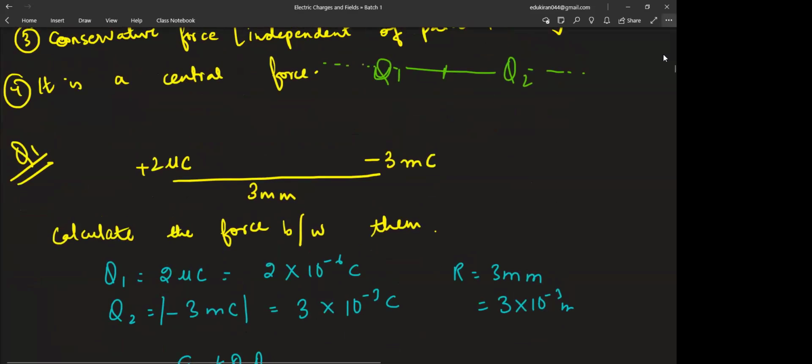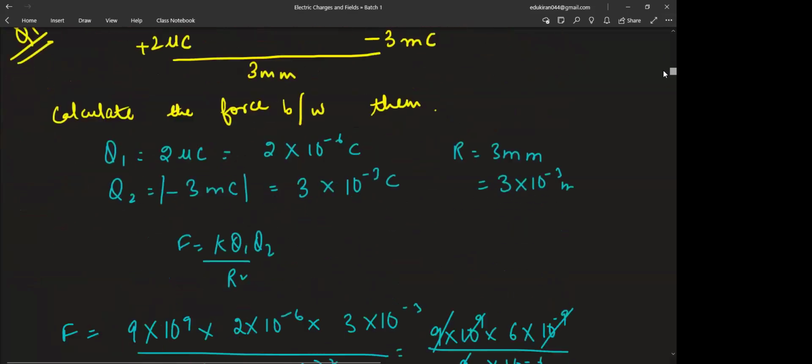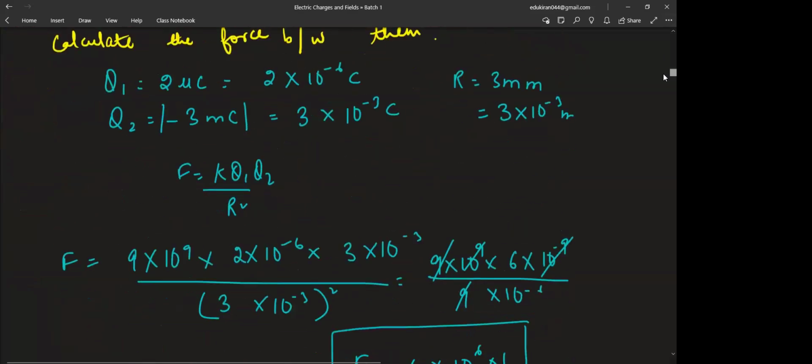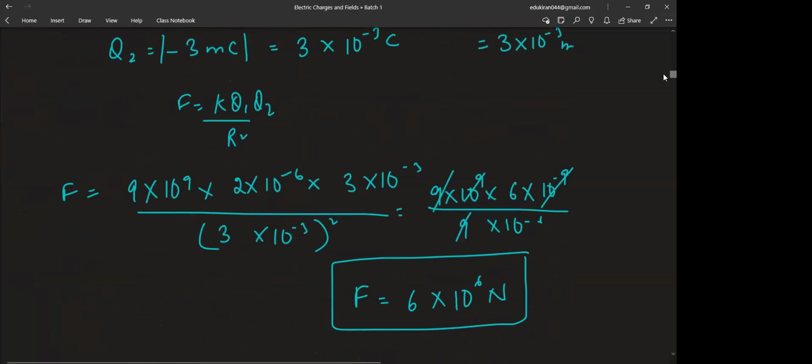So force is K Q1 Q2 divided by R squared. So when you put in the value, you get 6 into 10 to the power 6 Newton. See, K's value is put here, 9 into 10 to the power 9. Q1 is put here, Q2 is put here, and R squared. Write down the solution.